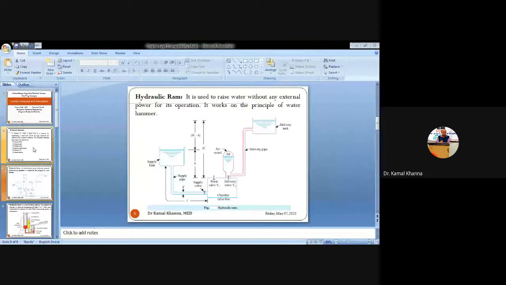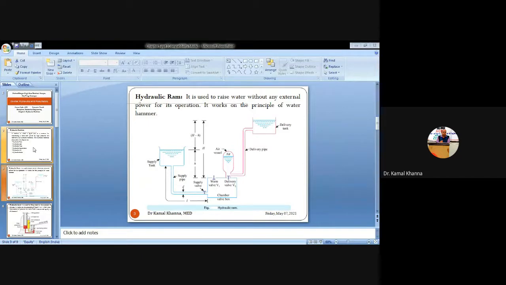In the working principle, we will be studying how these valves help in transporting the water from one end to the other. You can also see there is a supply valve between the valve chamber box and the supply pipe, which supplies the water from the supply tank to the delivery tank. By using this hydraulic ram, we are not using any external power source for transporting the water from the lower level to the higher level.